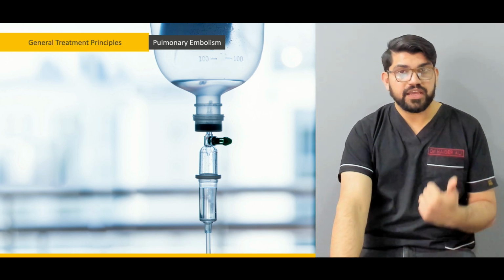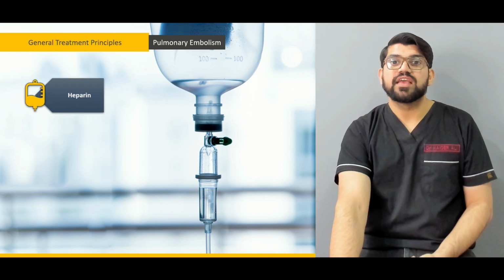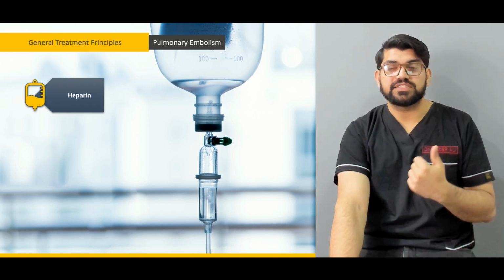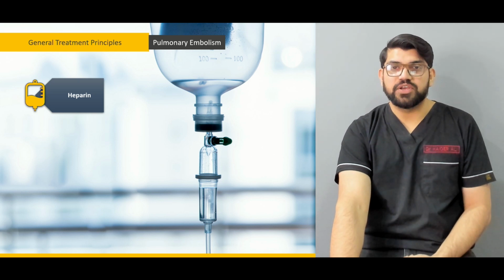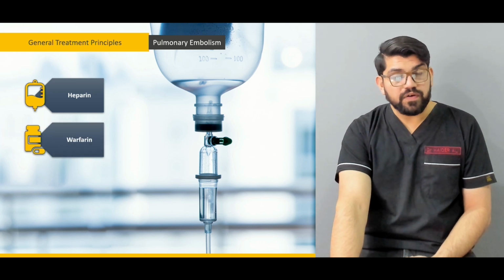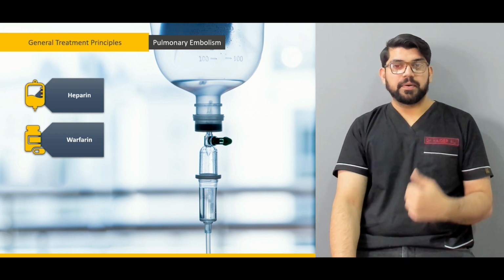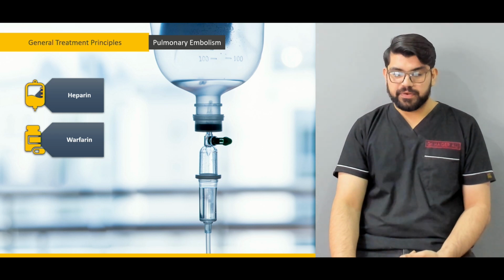First, airway: maintain the airway, oxygen supply, morphine sulfate, and then give heparin. Heparin is advisable at an 80 units per kg start dose, and you can start off with an infusion if required. Warfarin is for long-term therapy in patients with a pulmonary embolism and massive pulmonary embolism.